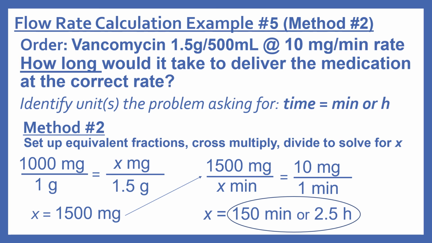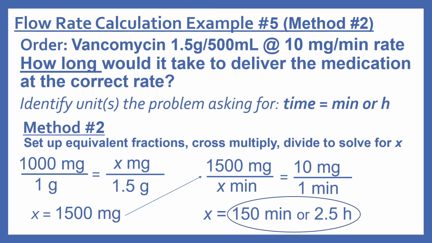So first we'll set up, we know there's 1,000 milligrams per 1 gram. We'll set that equal to x milligrams per 1.5 grams. And if we do the math, the cross multiplication, 1,000 times 1.5 is 1,500 divided by 1. That gives us 1,500 milligrams. So now we have the units that we need to determine the minutes based on having the rate. So 1,500 milligrams over x minutes equals 10 milligrams per 1 minute. So cross multiply, 1,500 times 1 is 1,500 divided by 10. That gives us 150. So x is 150 minutes.